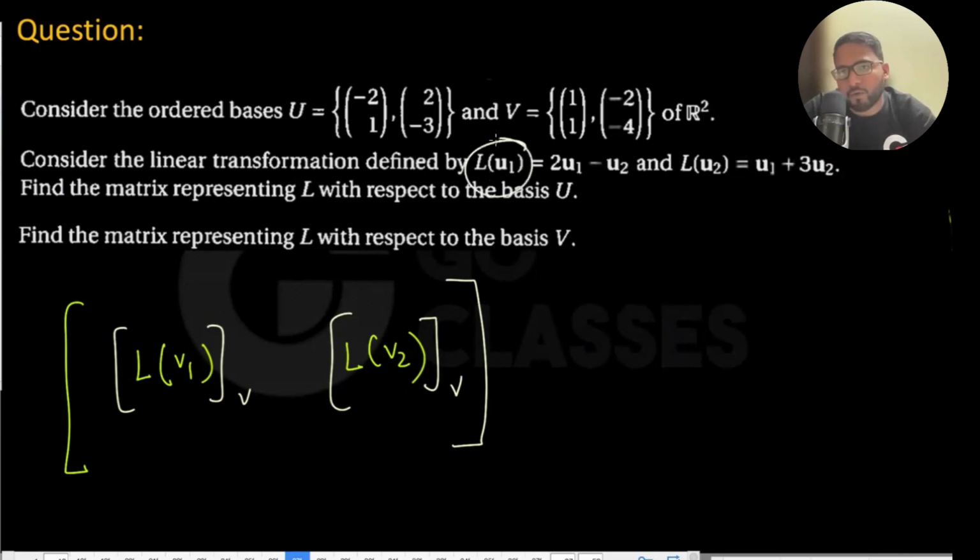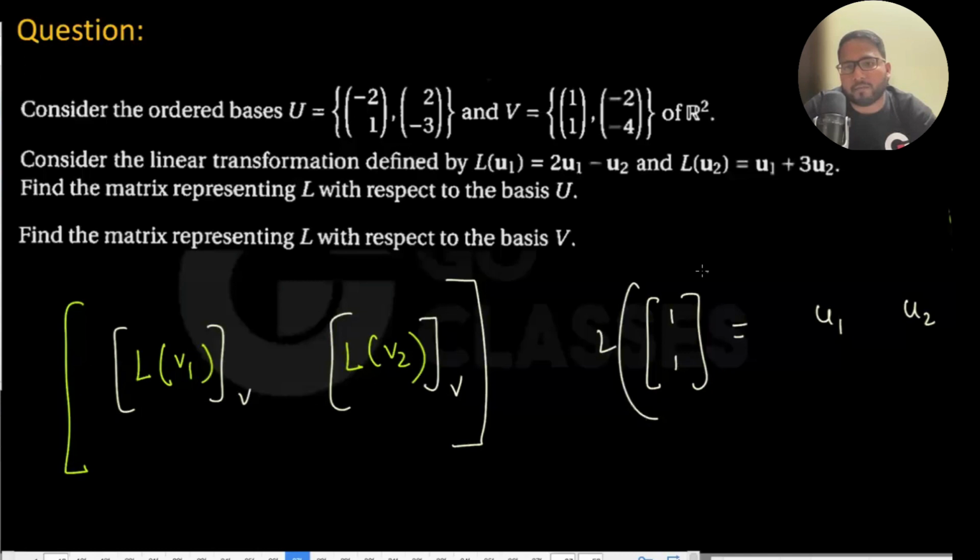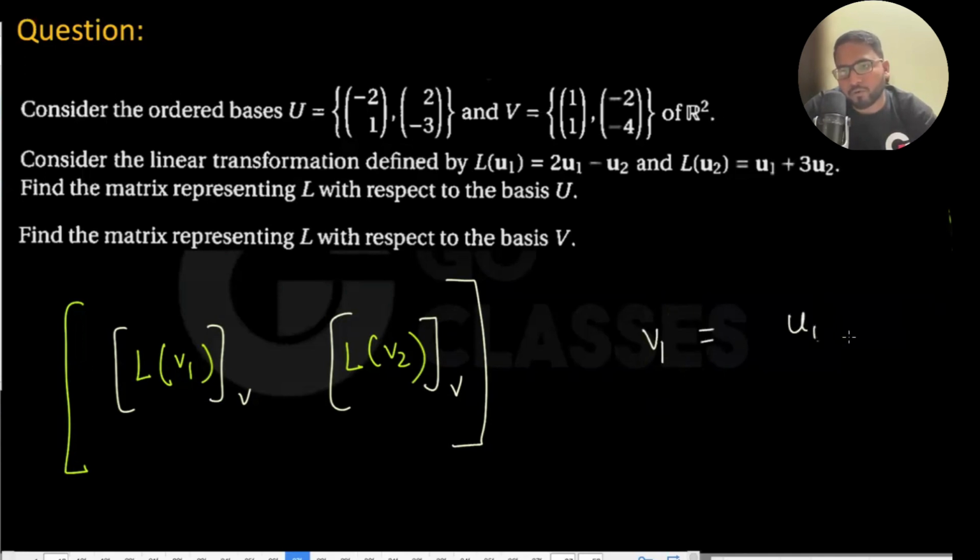So we have LU1 and LU2. Can you represent this V1 vector 1 1 in terms of U1, U2? Then I will be taking L on both sides, right? So L V1 I can find out. If you do something like this, just tell me, can you write this V1 in terms of U1, U2?